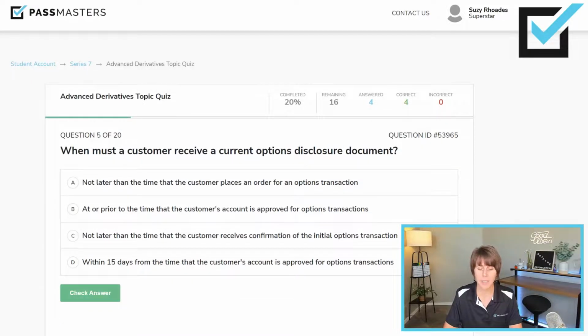When must a customer receive a current options disclosure document?